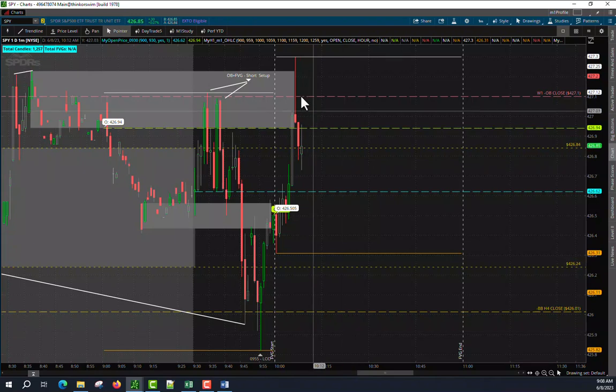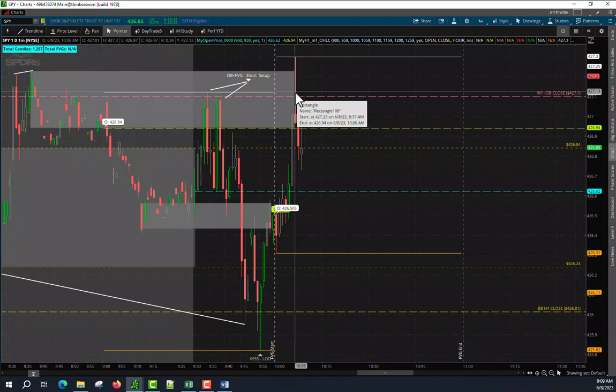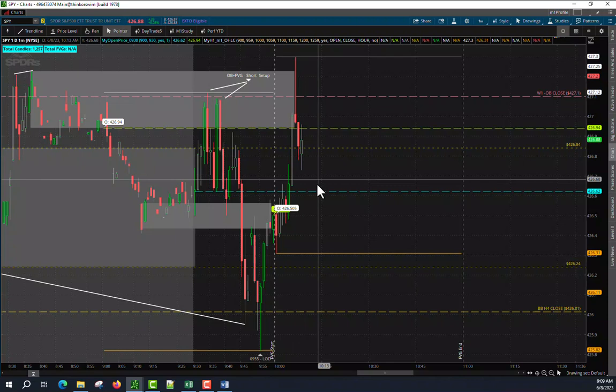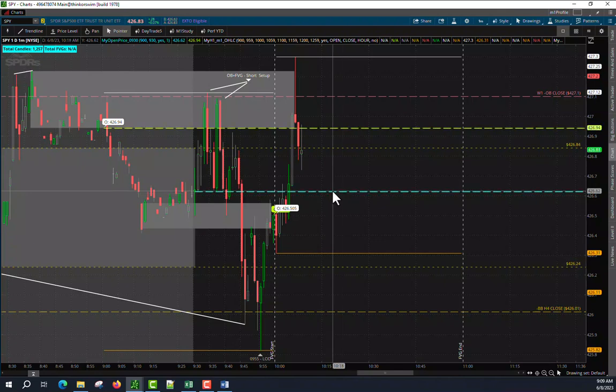So it will be possible for us to enter a short entry right here also. And the first target is going to be the open, 9:30, right there.